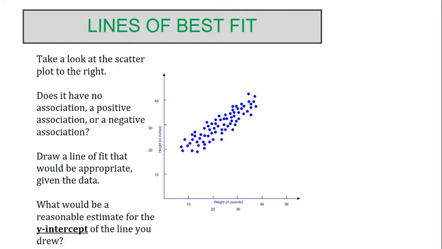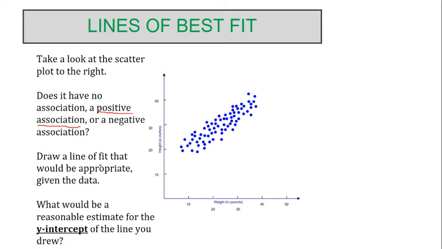All right, so for the question of what type of association this scatter plot represents, you should have said that it is a positive association. It's going uphill from left to right. As one variable increases, in this case weight, height also increases.